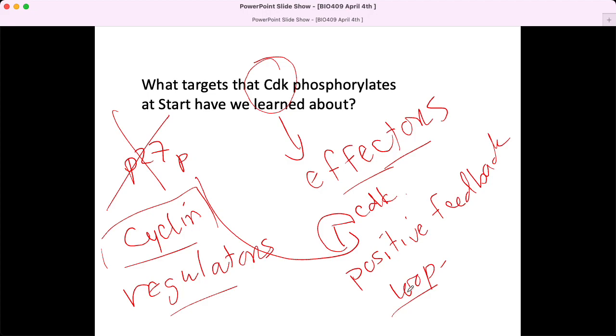P27, that's a target. And on your exam, I might say, what have we learned about it? So you just make a list on your exam. Boom, boom, boom, boom. You don't have to explain them. But another question I could ask is, what is one target of the CDK kinase at start, and explain what it does. There, you'd say, I picked P27, you get a point. Then I explain what it does. These are the kinds of short answer questions we have. This one is probably a 4-point question or something like that, because we have a few.